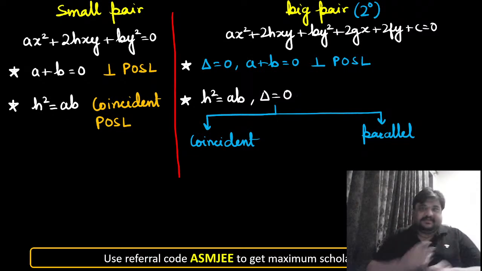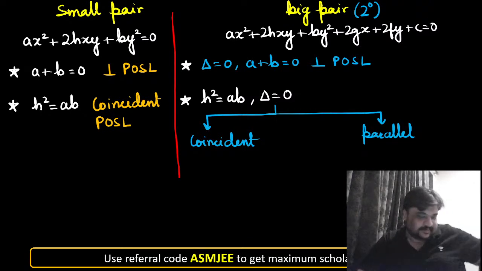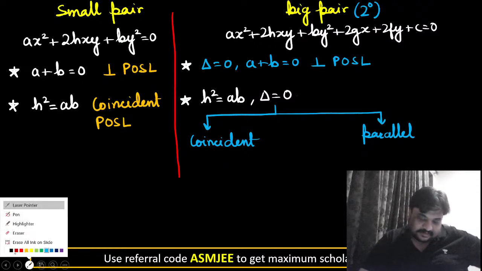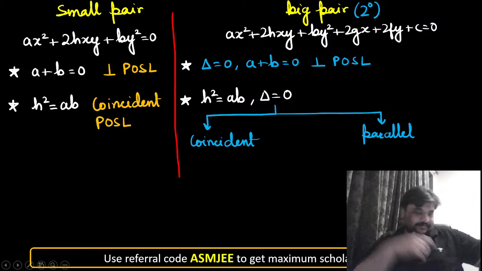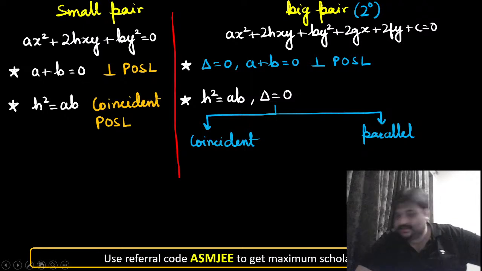Now, how will you check when this becomes coincident? What is the condition? How to check that it becomes a coincident pair of straight lines? So when will it be coincident? When will it be parallel? How to check? Think. Beautiful method we have. Should I tell you how to check? Yes, class. Should I tell you how to check?